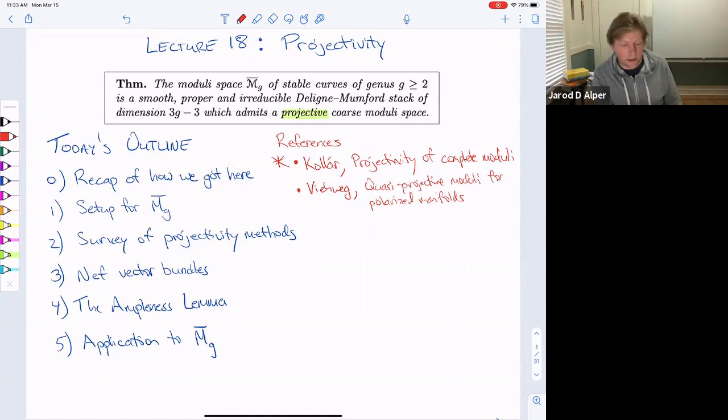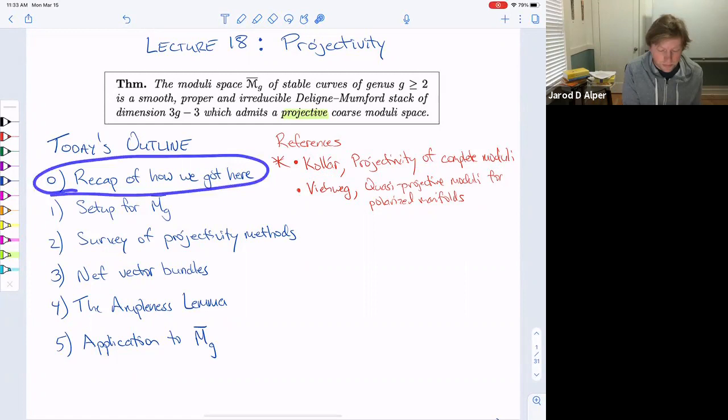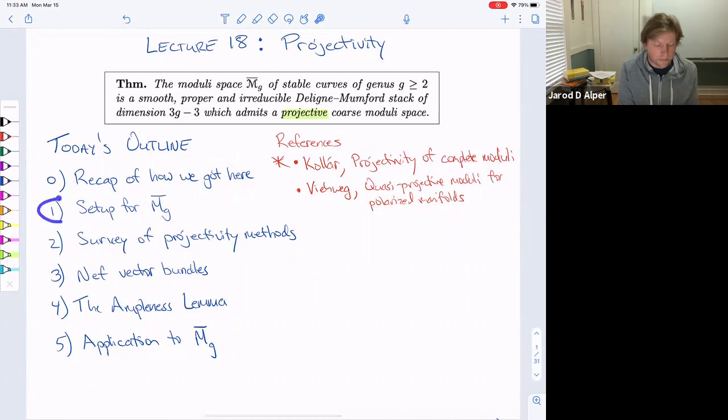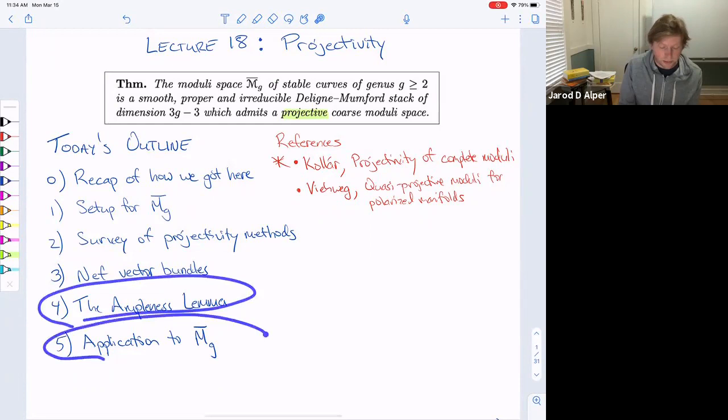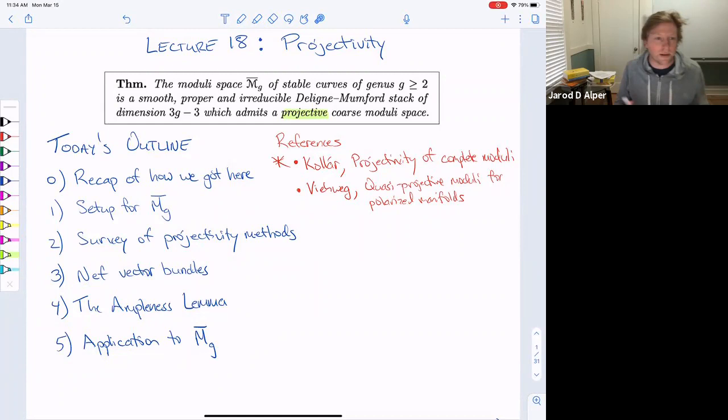You see on the screen the outline for today; there are six sections. I'm going to start with a quick recap of how we got here. Then I'll go through the setup for M_g bar, defining the line bundles that we'll try to show are ample. I'll survey various projectivity methods and show how Kollár's method fits into the context of other arguments you might give to show M_g bar is projective. Then I'll get to the core of Kollár's argument and where we're going to use nef vector bundles. There's Kollár's key ampleness lemma, and then we'll apply it to M_g bar.